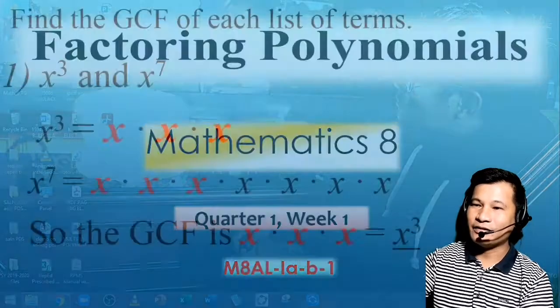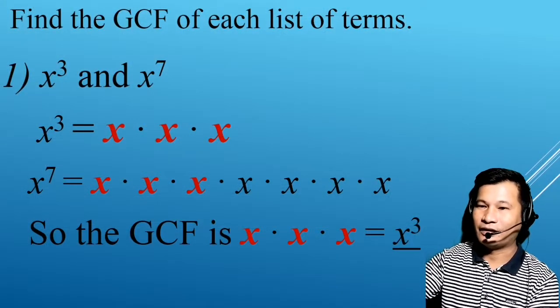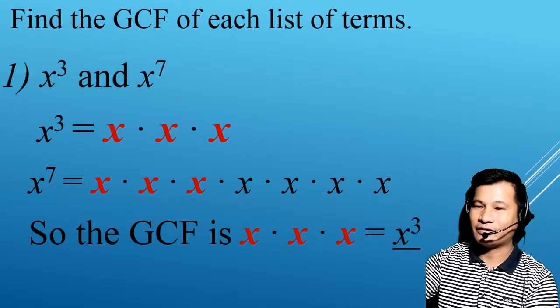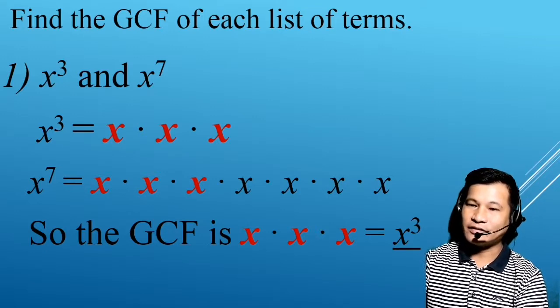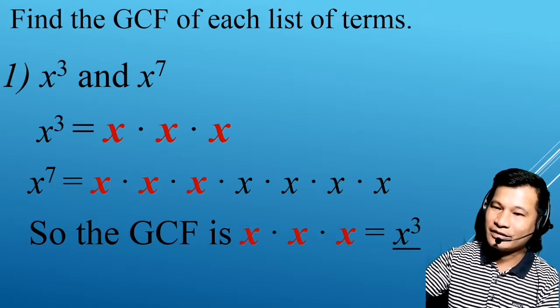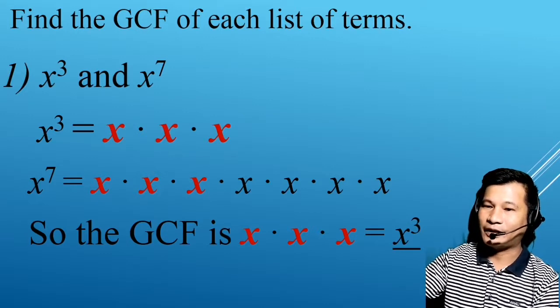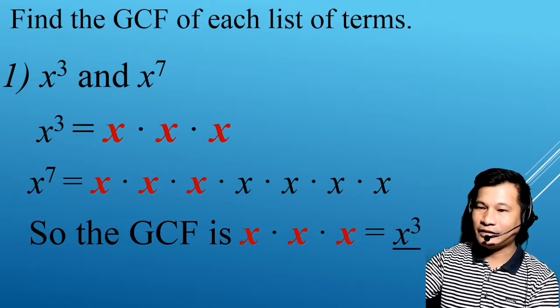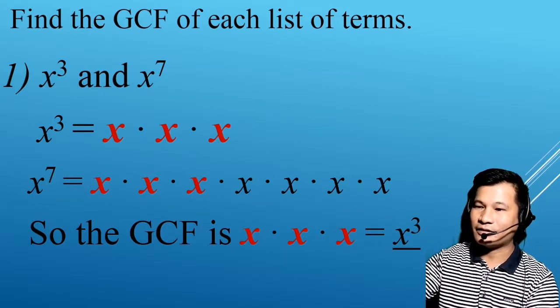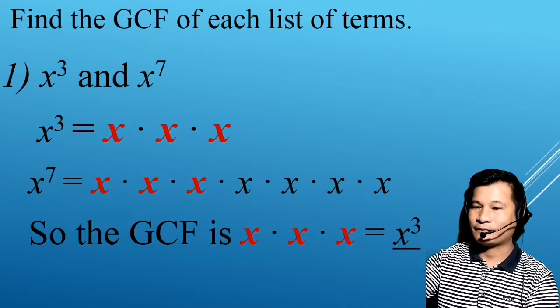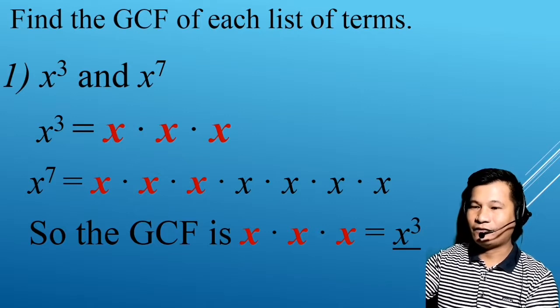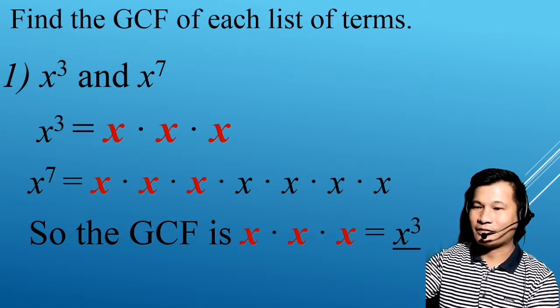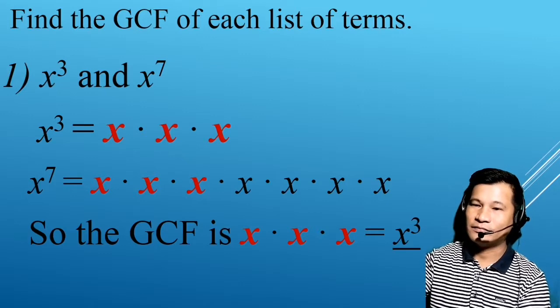Find the GCF of each list of terms. Number 1, x cubed and x to the 7th. For the factors of x cubed, we have x times x times x, while the factors of x raised to 7 are x times x times x times x times x times x. So the GCF is x times x times x, or x cubed.